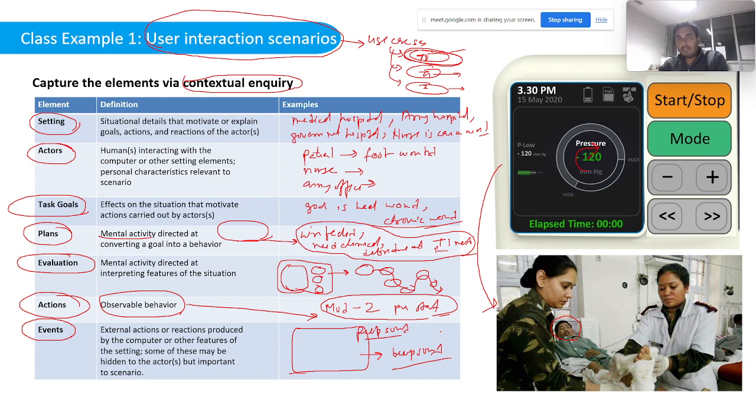Although a particular device or application design goal may have the same use case scenarios, when we analyze user interaction scenarios, we may come across a different set of requirements. That's the reason why we give importance to user interaction scenarios in the context of usability engineering. So I hope this is clear. Any doubt?